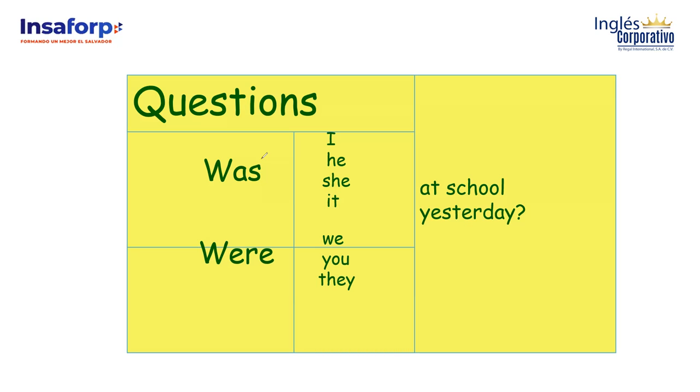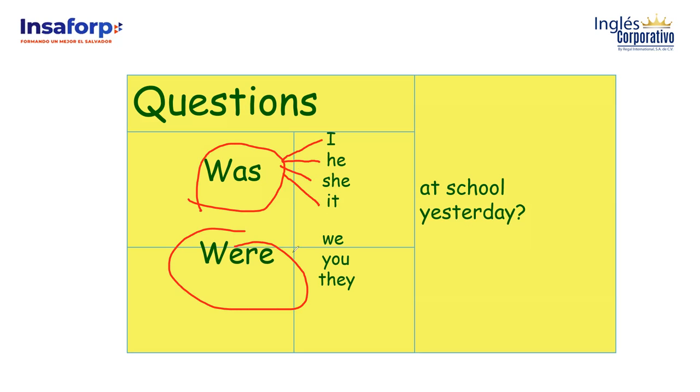Okay, let us make some yes/no questions, and they use the auxiliary did. Y dice el to be: well, I cannot use the auxiliary did, because I don't want to work with you. So I have my own structure for the yes/no questions, and they are going to start with was or were. Why? Because we are going to conjugate this. Was I, was she, was it? Were we, were you, were they? For the question, for example, was she at school yesterday?